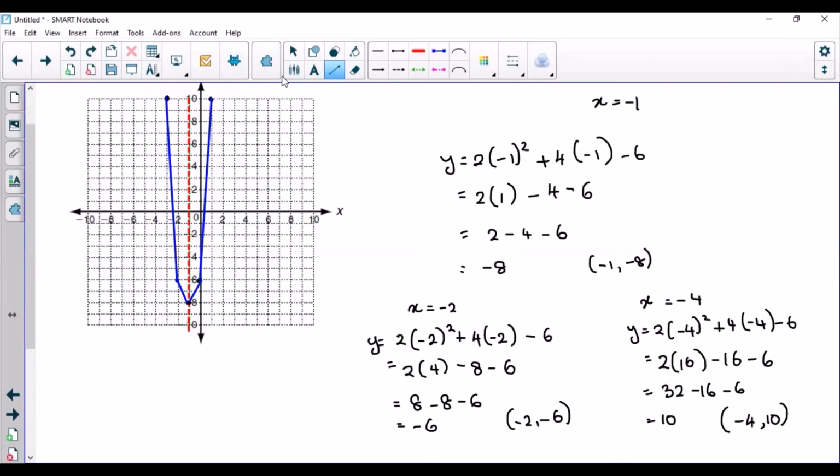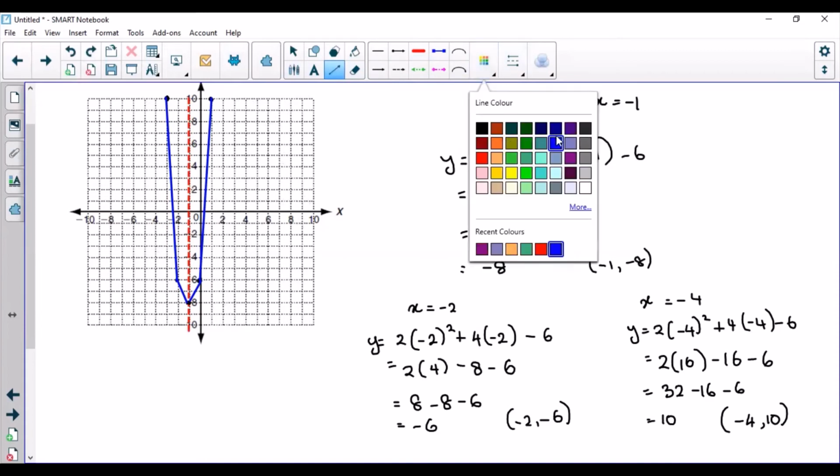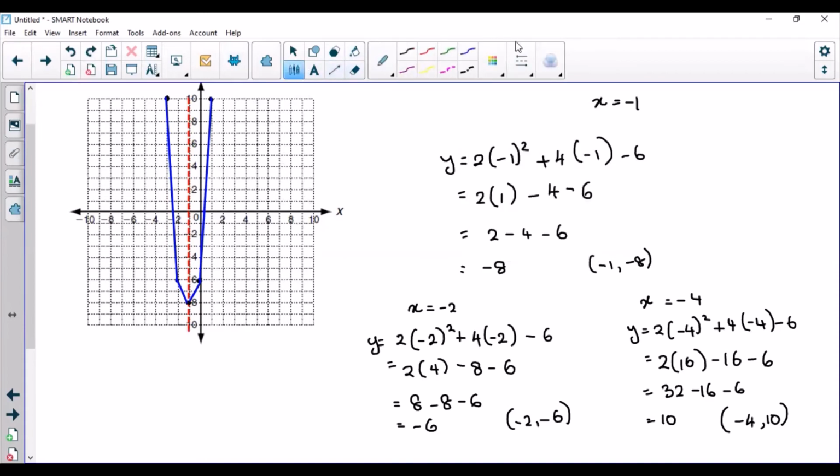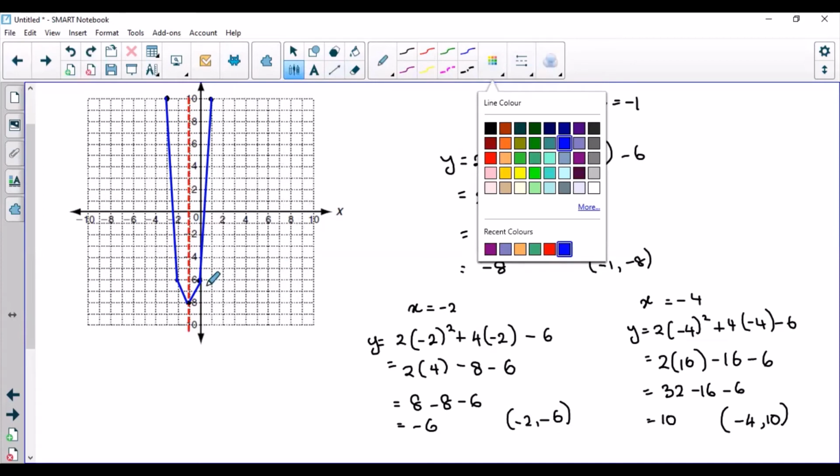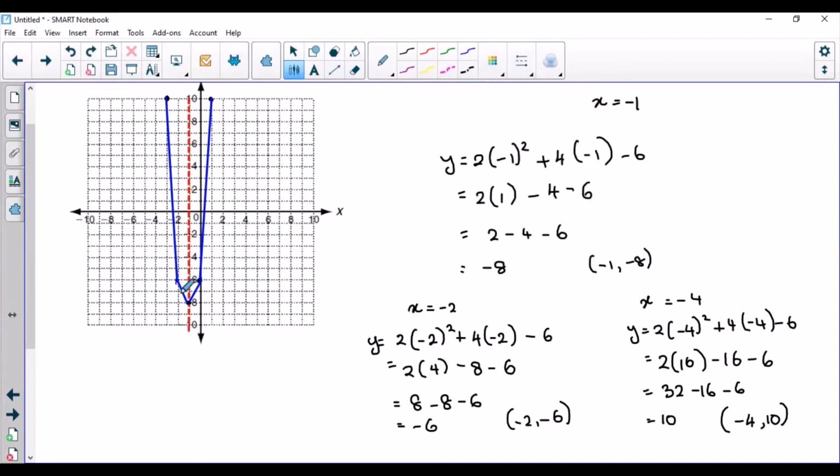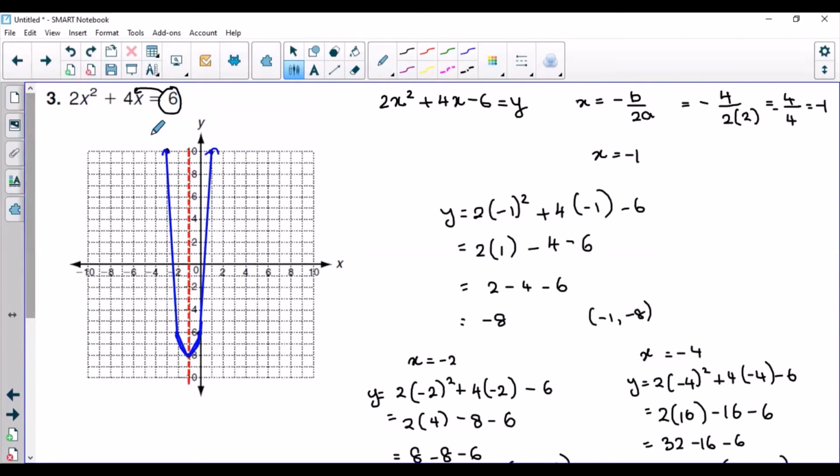Already I have said, try to make your parabola as curvy and U-shaped as possible. It's not possible for me because I'm not drawing it by hand. Keep the parabola a bit curvy like that. So this is how your graph for this quadratic equation, which is 2x squared plus 4x minus 6, is going to look like.